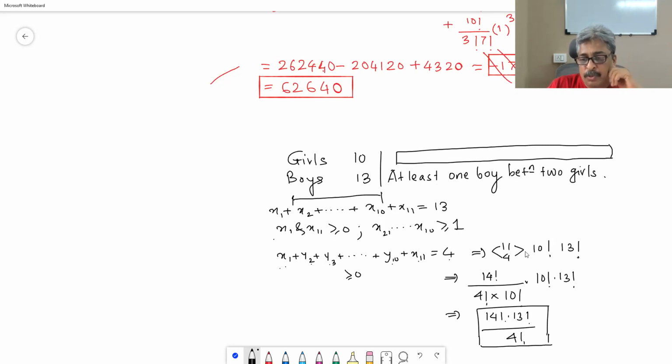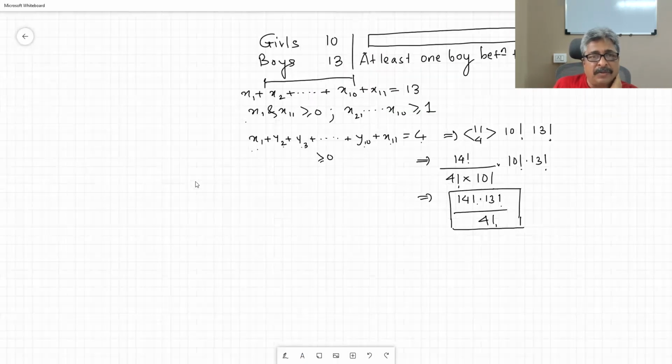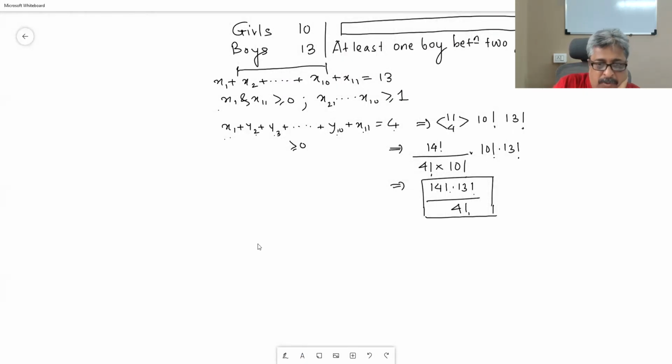Therefore, 11 elbow 4 into 10 factorial ways girls will permute amongst themselves. 13 factorial ways boys will permute amongst themselves. This is the answer. When we write it in factorial notation, it is 14 factorial into 13 factorial upon 4 factorial.